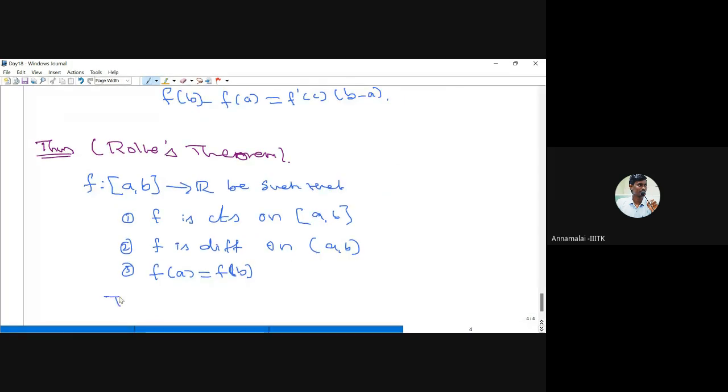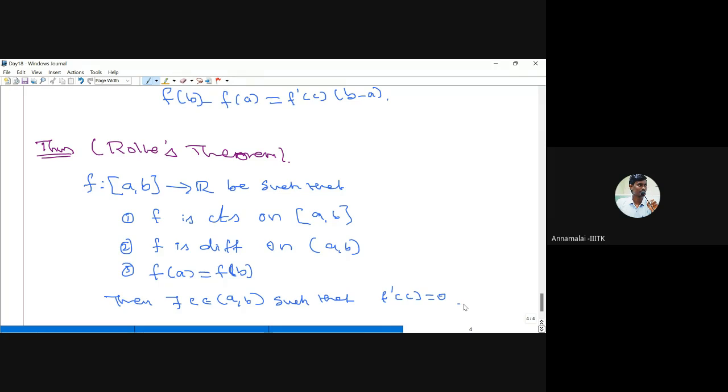Then there exists c in the open interval a comma b such that f dash of c equals 0. So Rolle's theorem says that f dash of c equal to 0 means c is a root of f dash. Rolle's theorem guarantees a root of the derivative of the function. So these two theorems are very important.